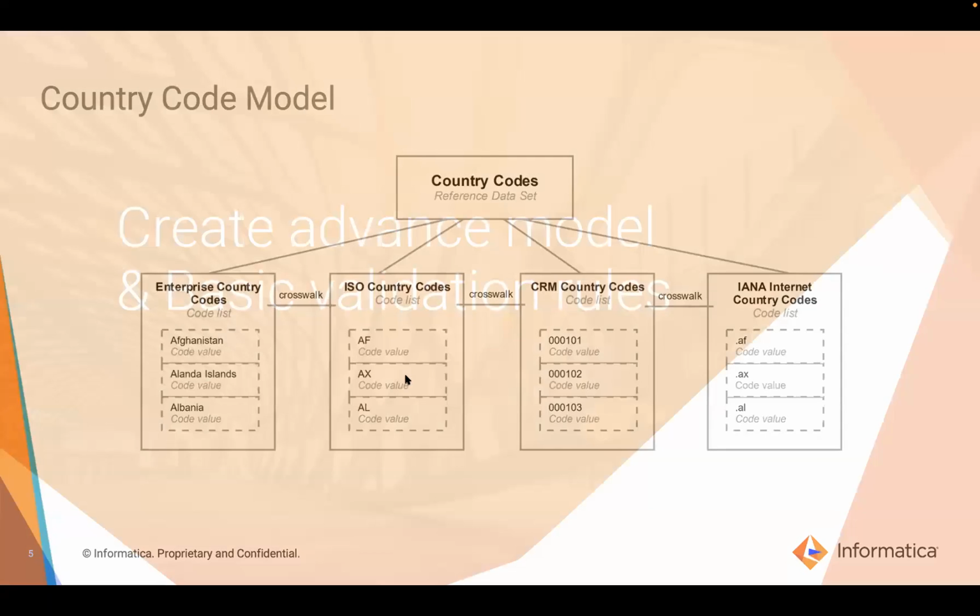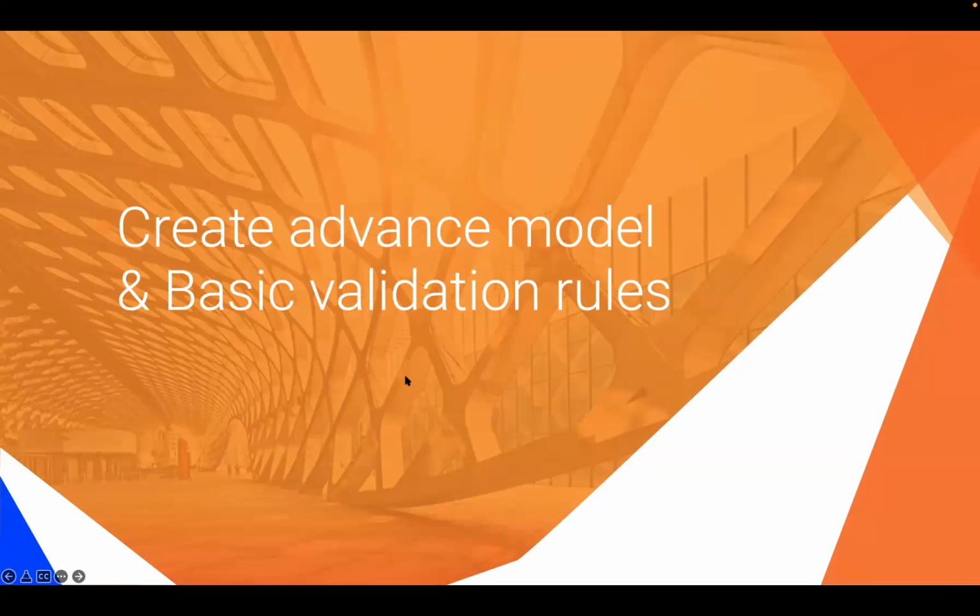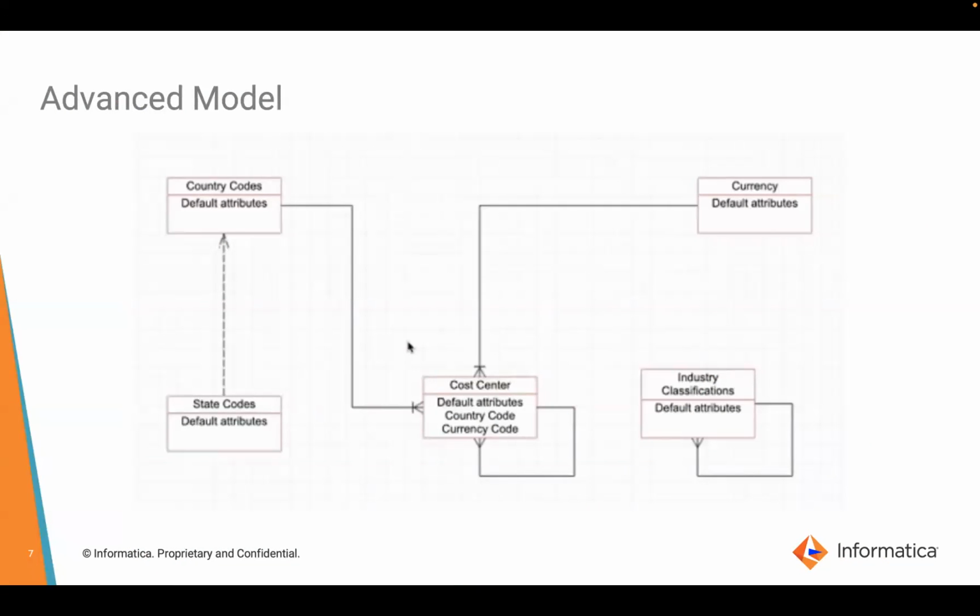Okay, so that was basically how to create a country code and import values into it. Now let's talk about more advanced data models that can be created in Reference 360. Reference data is not as simple as just name, code, and description. It can have multiple attributes, maybe a date. A reference data set can be dependent on some other reference data set, or it can be hierarchical in structure, like industry classification or default attributes.